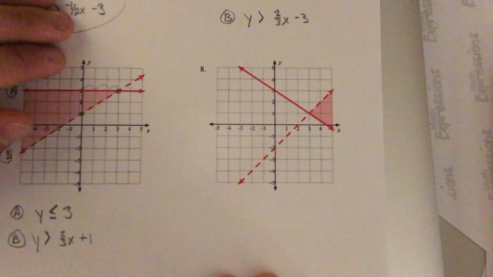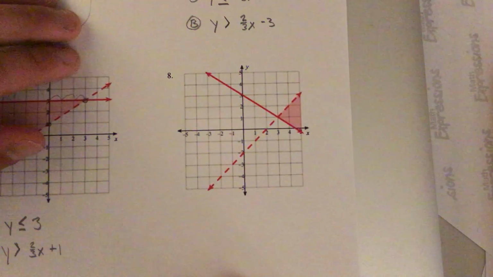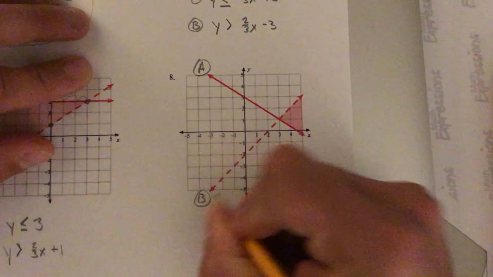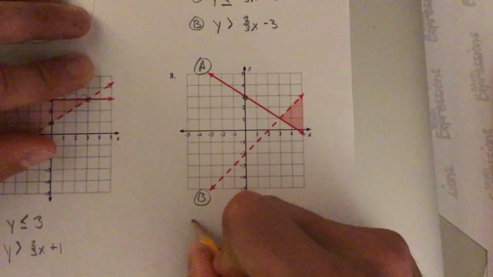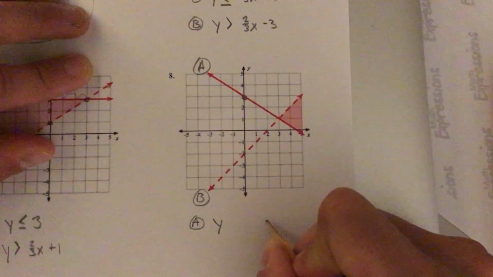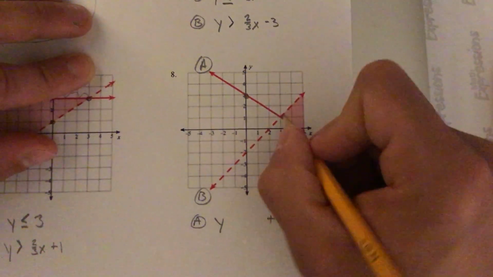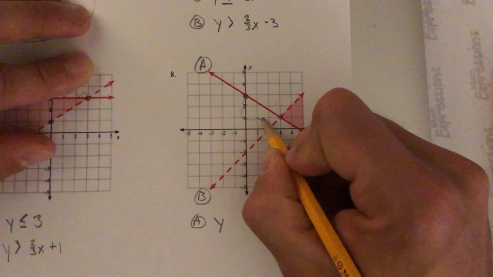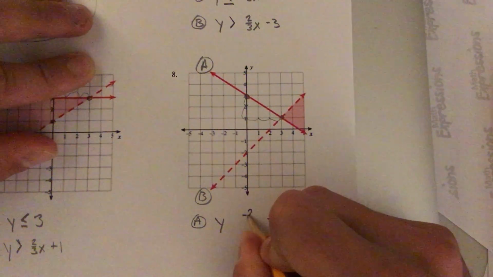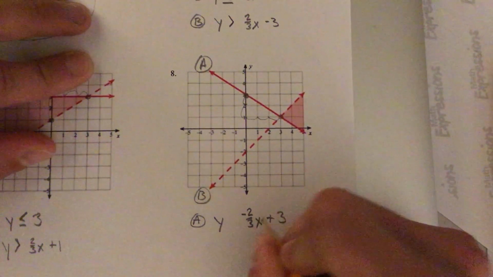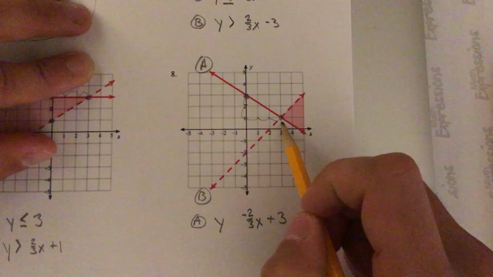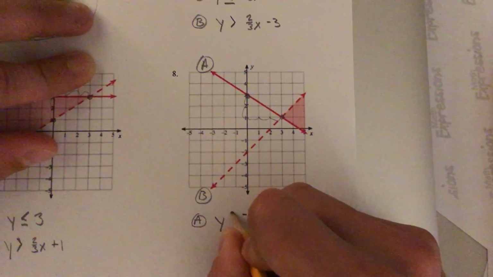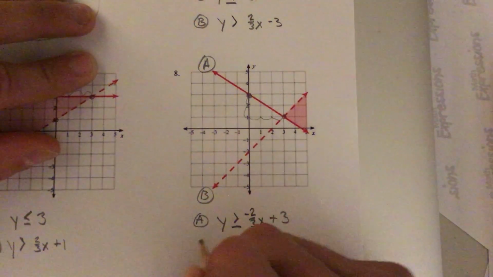Last but not least, number 8. Okay, call this A, call this B. Well, let's look at A. A crosses our y-intercept at positive 3. There's a clean point right there, so that looks to be down 2, right 3, so that's a slope of negative 2/3 x. And solid line, notice though, over here you're shaded above that solid line, so it is greater than or equal to.